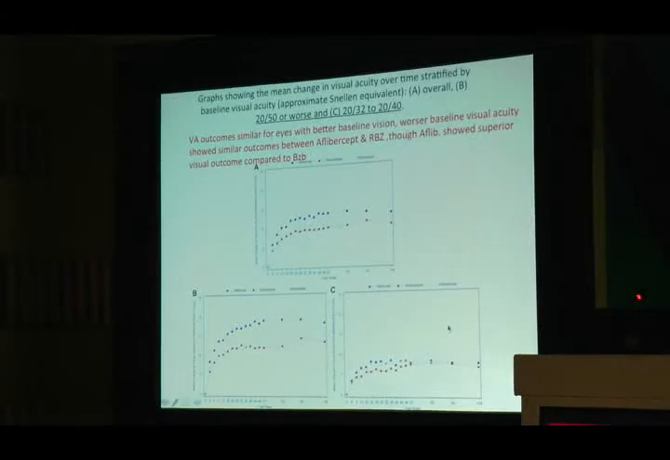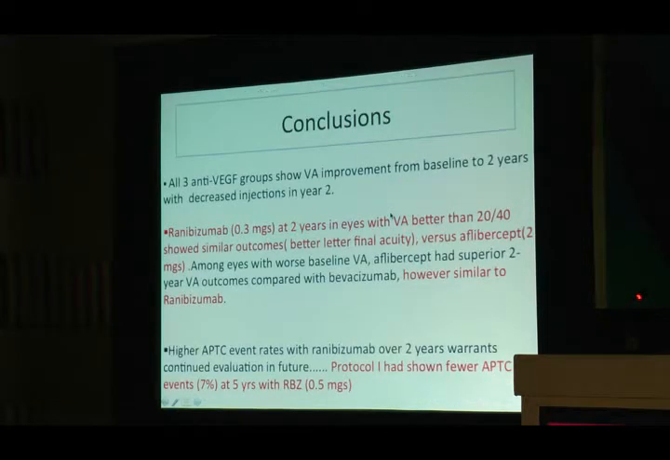And this is the study which showed that in protocol T, ranibizumab and Eylea are nearly the same. They had 2 groups, the better vision group, better than 20/50, and the worse vision group, less than 20/40. But they showed nearly the same results for ranibizumab and Eylea. So practically also we feel they are nearly about the same. So I won't go into this.